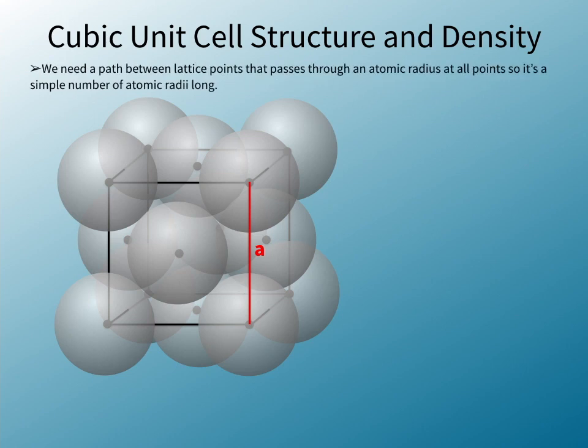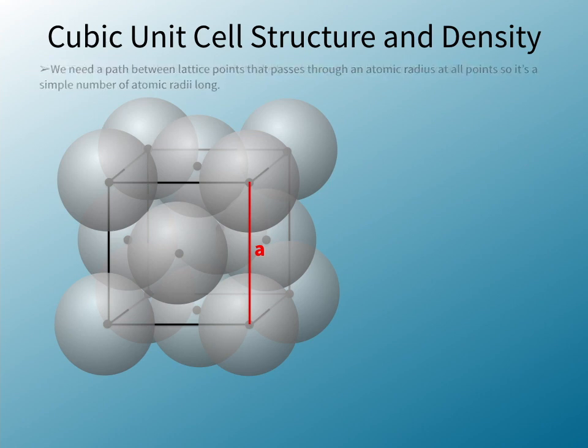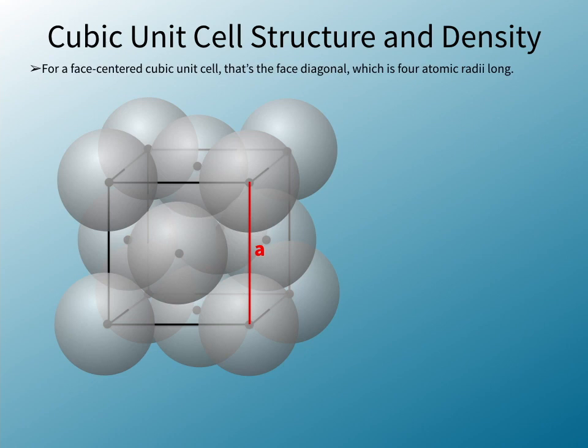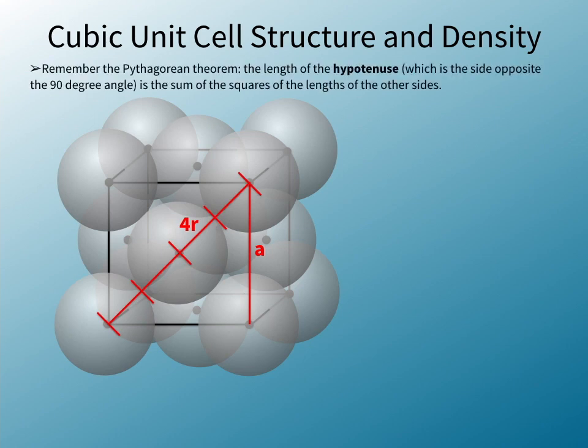We need a path between lattice points that passes through an atomic radius at all points, so it's a simple number of atomic radii long. For a face-centered cubic unit cell, that's the face diagonal, which is 4 atomic radii long. Remember the Pythagorean theorem: the length of the hypotenuse, which is the side opposite the 90-degree angle, is the square root of the sum of the squares of the lengths of the other sides.